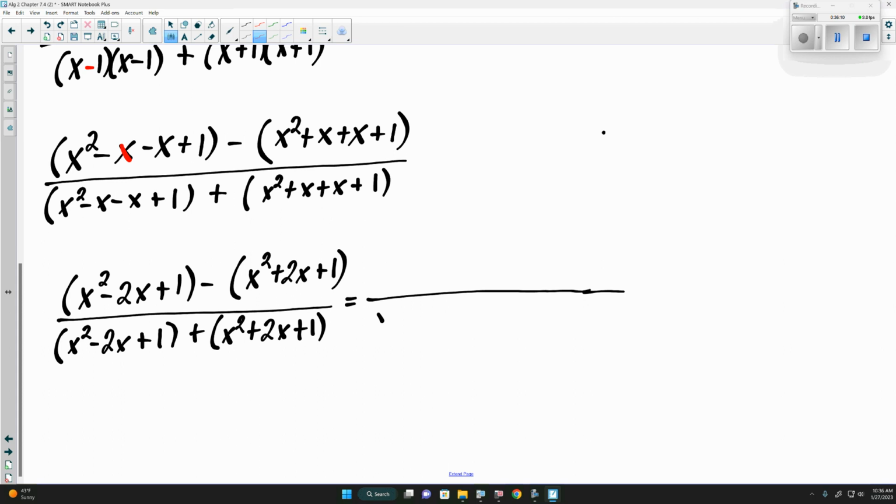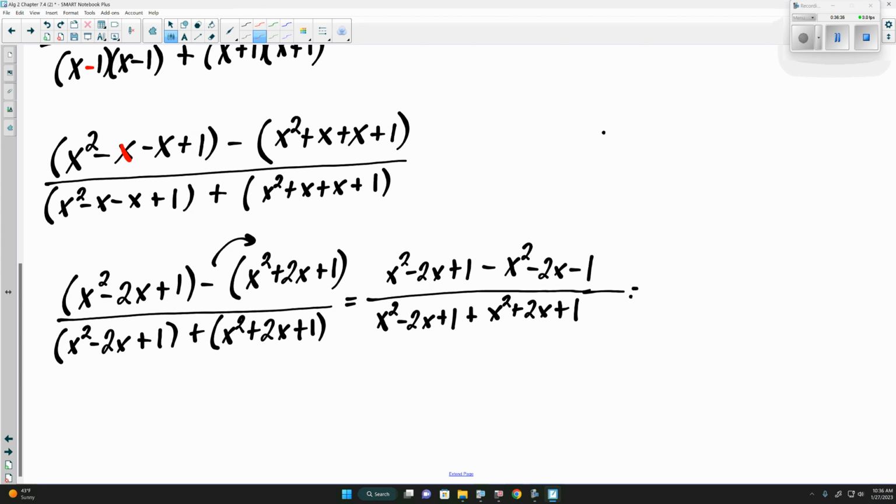Now for the denominator, we can go on and drop the parentheses. The numerator, for the first one, we can just go on and drop the parentheses. But for the second one, we do need to distribute that negative through it. So our positive x squared is now negative x squared. Our positive 2x is now negative 2x, and our positive 1 is now negative 1.